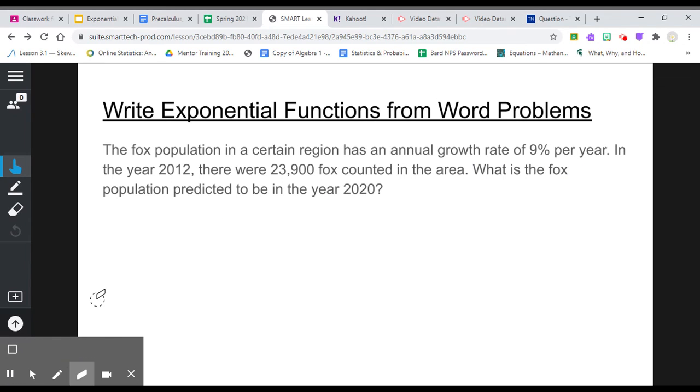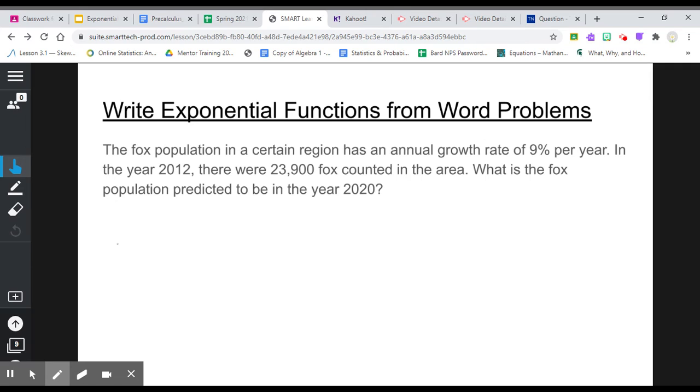So now let's take a look at an example where we're using percentages. We're going to do a percent growth. The fox population in a certain region has an annual growth rate of 9% per year. In the year 2012, there were 23,900 fox counted in the area. What is the fox population predicted to be in 2020?